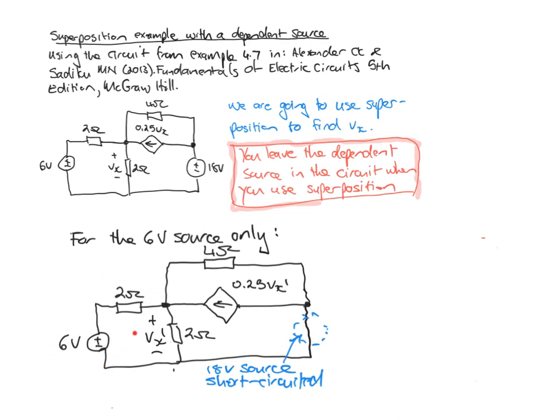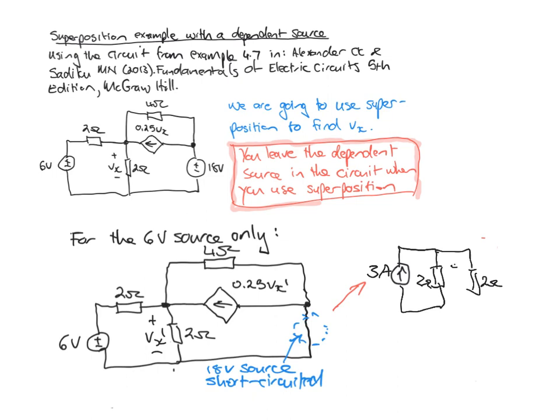by transforming this 6-volt source with the 2 ohm resistor in series into a current source with a resistor in parallel. So the current source is going to be the voltage of 6 volts divided by the resistance of 2 ohm. So it'll be a 3 amp current source in parallel with a 2 ohm resistor. And then we've still got the original 2 ohm resistor from our circuit.